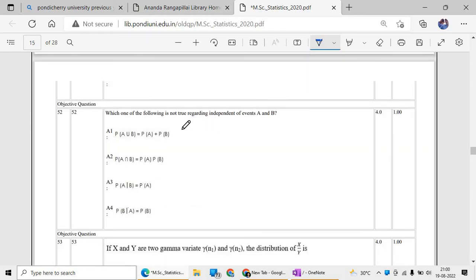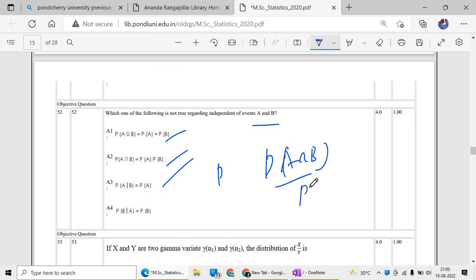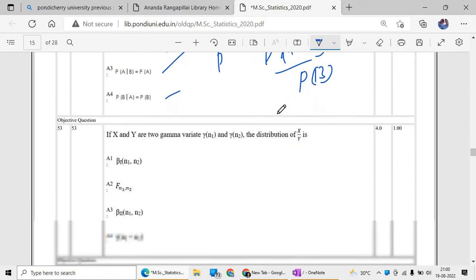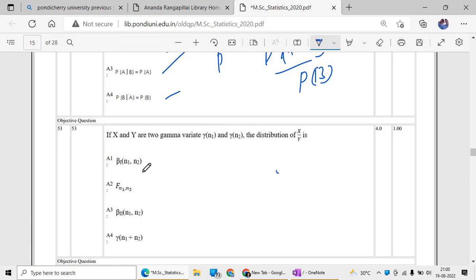Which of the following is not true regarding independence of A and B? So it is right. It is right. It is A given B. A given B means A intersection B divided by probability of B. Now it is again all correct. Not true regarding independence of A and B. Let's cross check this question. I think all are correct. If X and Y have gamma variates, gamma of n, then the ratio of gamma distributions follows a beta distribution.